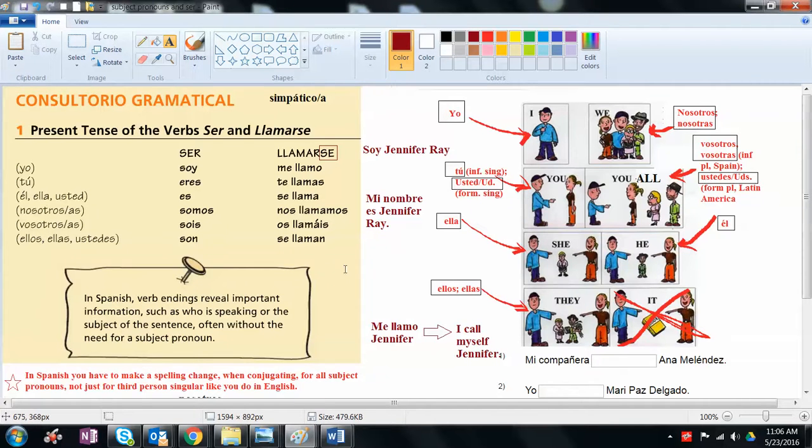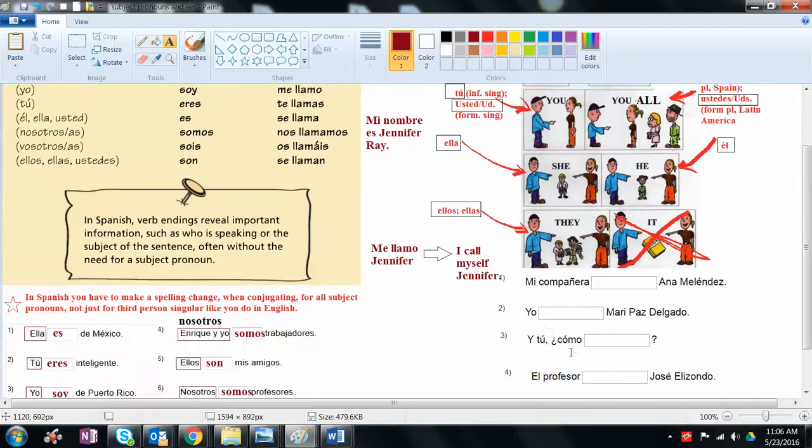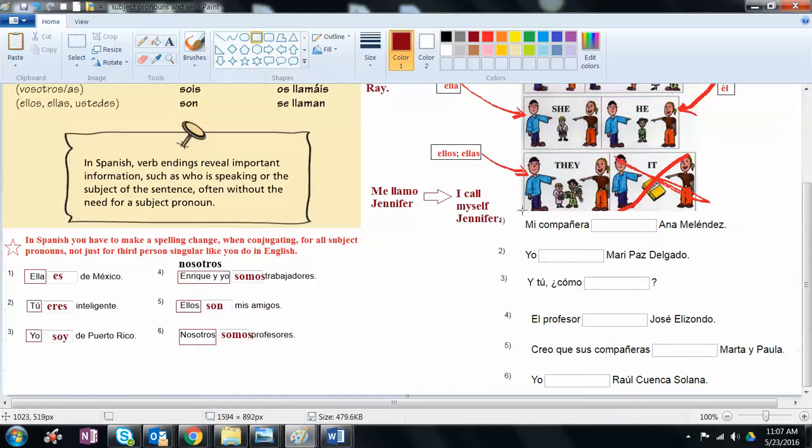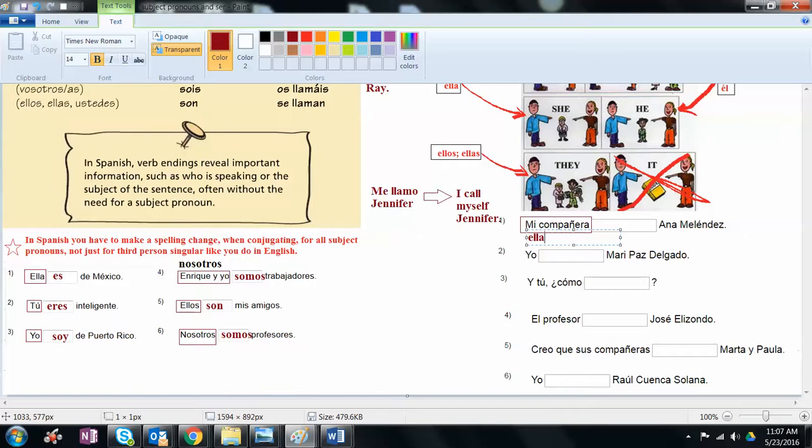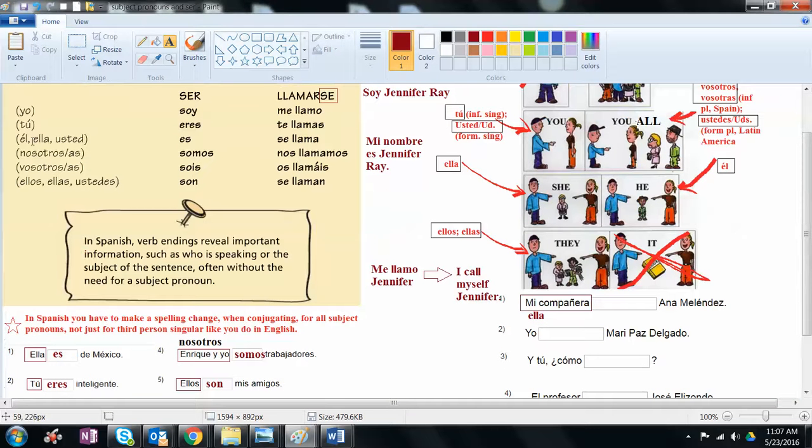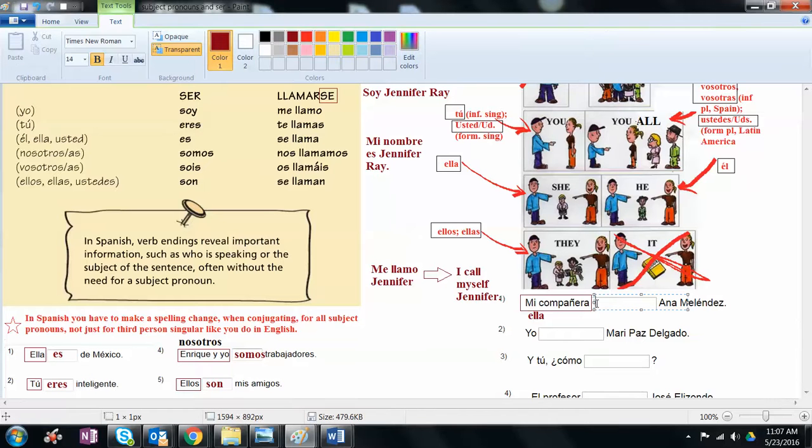So again, your job is to identify when you're doing activities who the subject is, and then match the spelling with the subject. So for example, here it says mi compañera Ana Melendez. So my roommate calls herself Ana Melendez. So the subject is my roommate. That's who's going to be doing the calling. And my roommate is the same thing as ella. My roommate, she calls herself Ana Melendez. So then I go up here, here's ella. This time I'm not going to stop at ser because I want to use llamarse, and it would be se llama. Se llama Ana Melendez.